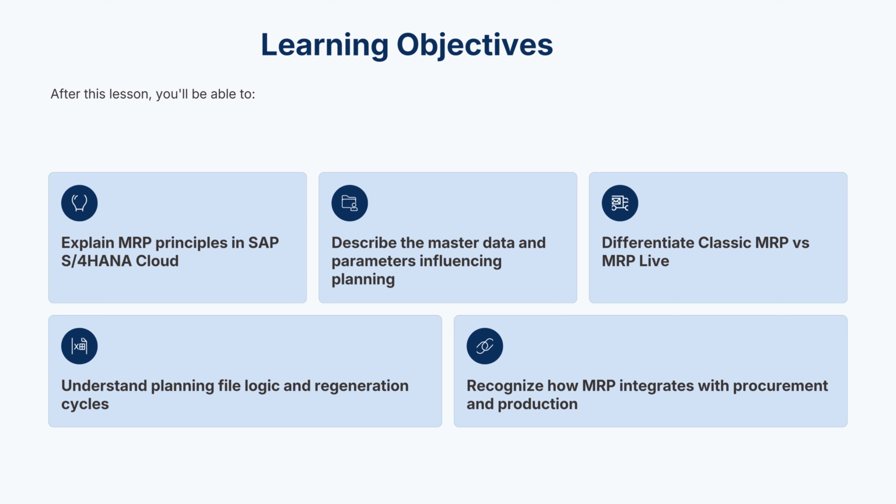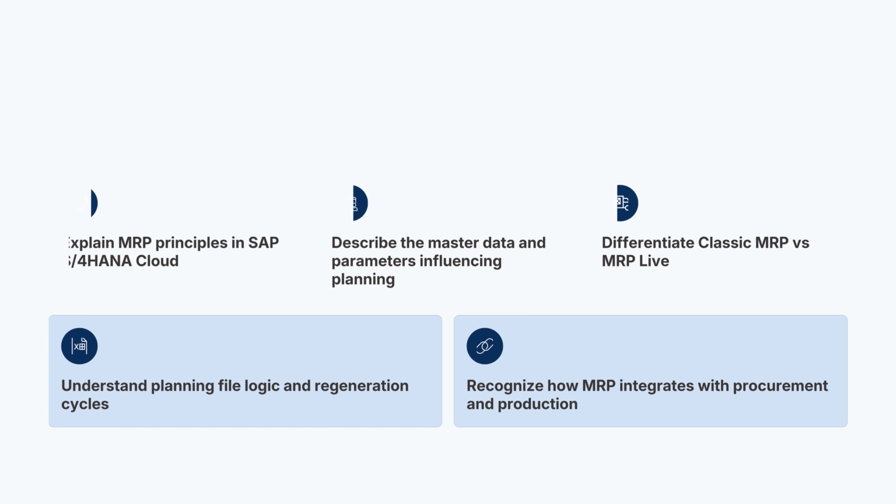You'll understand key parameters such as MRP types, lot sizes, procurement types, and safety stock. We'll also compare classic MRP with MRP Live and learn how the planning file mechanism improves system efficiency.